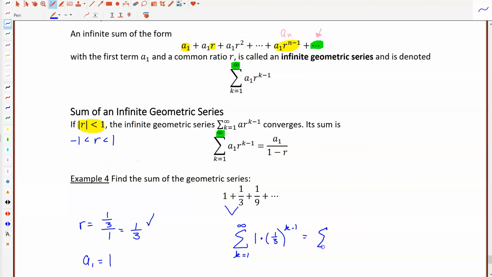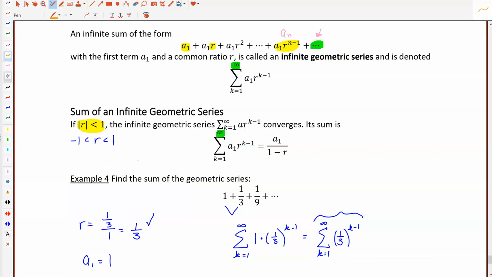And if I wanted to, I could clean that up. So I'm going to be going from k is equal to 1 through infinity of multiplying by that 1 doesn't really matter, so I'll have 1/3 to the k minus 1. Instead of writing the series by explicitly listing the terms and adding them up, this is another way that I could present this problem. I could just give this to you using the summation notation.